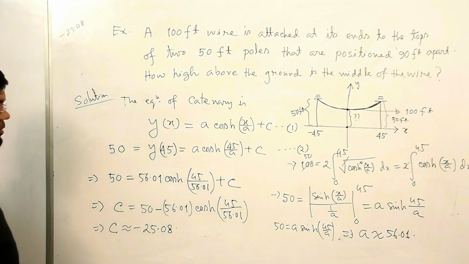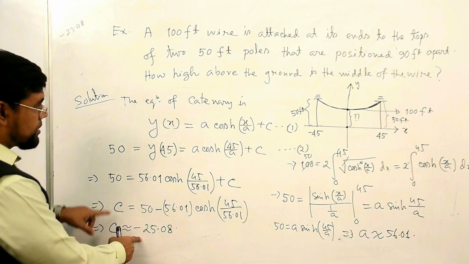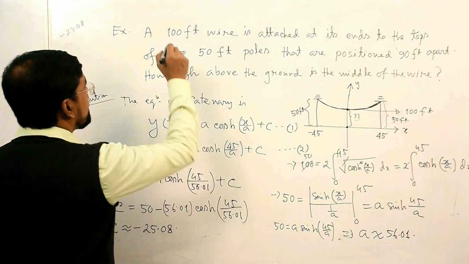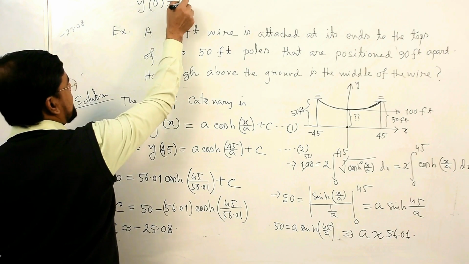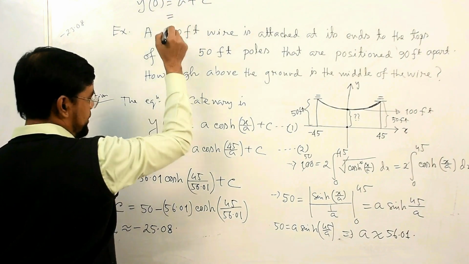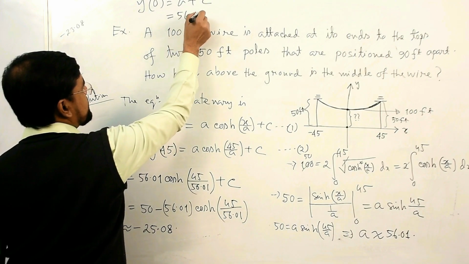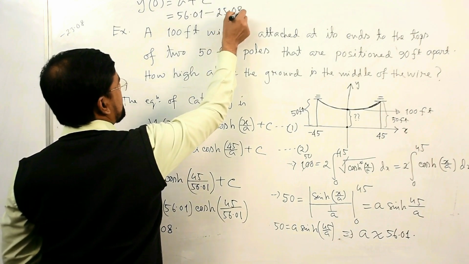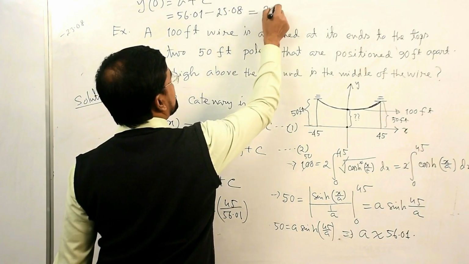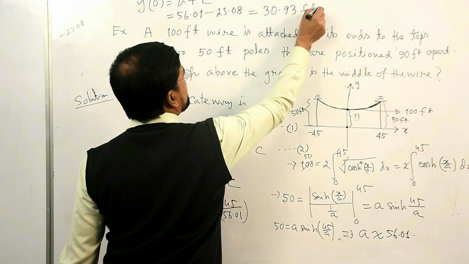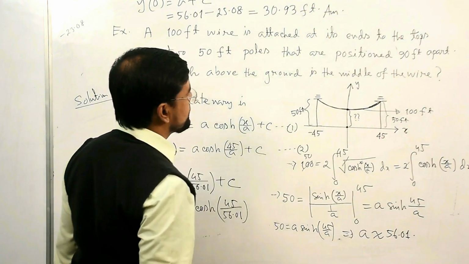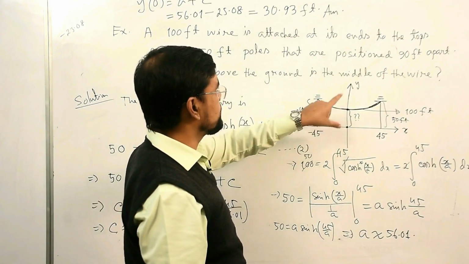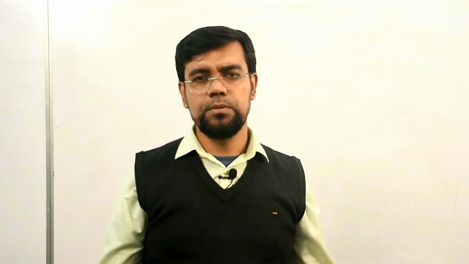Now you can use a and c in equation 3. Equation 3 was y(0) equals a plus c, which equals 56.01 minus 25.08, which equals 30.93 feet. So this is the answer. The middle of the wire is 30.93 feet above the ground, and that's the end of this talk.